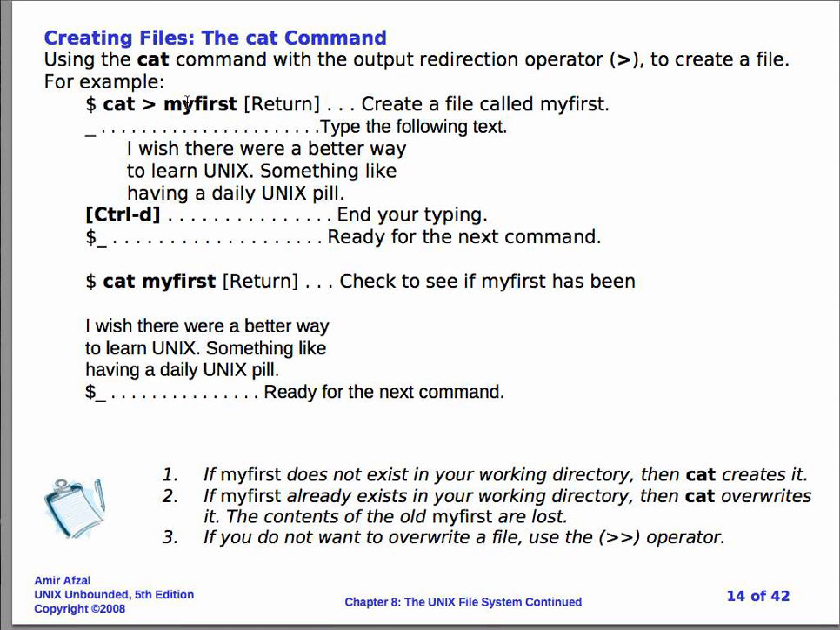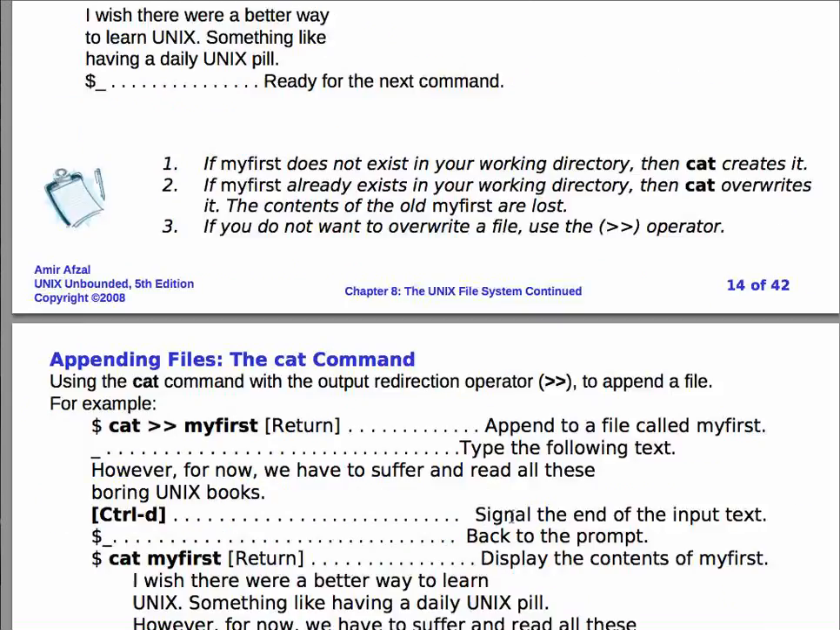You can do the same thing with vi. It's just that sometimes you don't want to, and you just want to quickly list out a few things and then Control D to stop, and then you're done. If this file name, myfirst, does not exist in your current working directory, cat creates it. If it already exists, then cat overwrites that file, and the old contents of myfirst are lost. So keep that in mind.